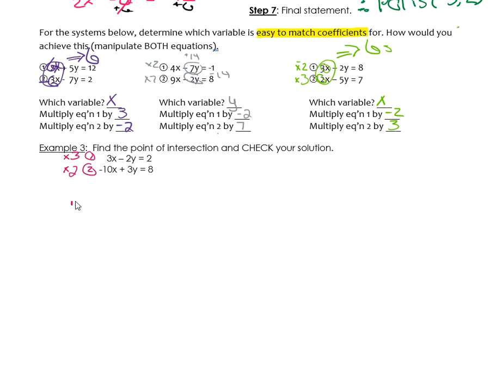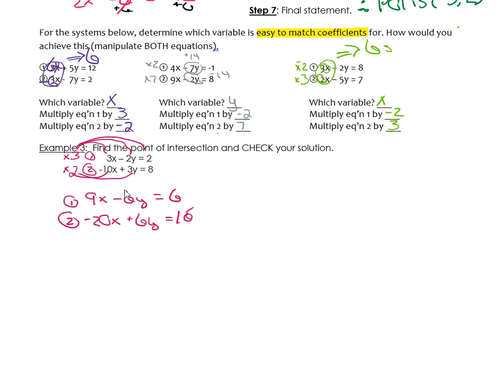So my equation 1 is now 3 times 3x is 9x, 3 times 2y is negative 6y, equal sign, and don't forget the last one, 3 times 2 is 6. Equation 2, 2 times negative 10 is negative 20x. 2 times 3y is plus 6y equals, and 2 times 8 is 16. So that was step 3, multiply one or both equations to make them match. We did that. Step 4 is add to eliminate one variable.